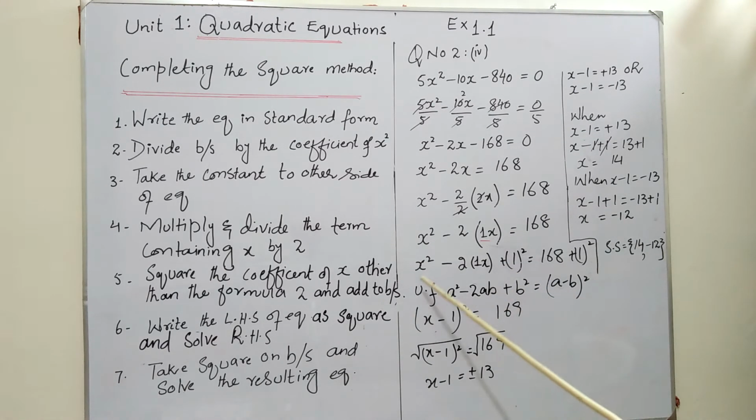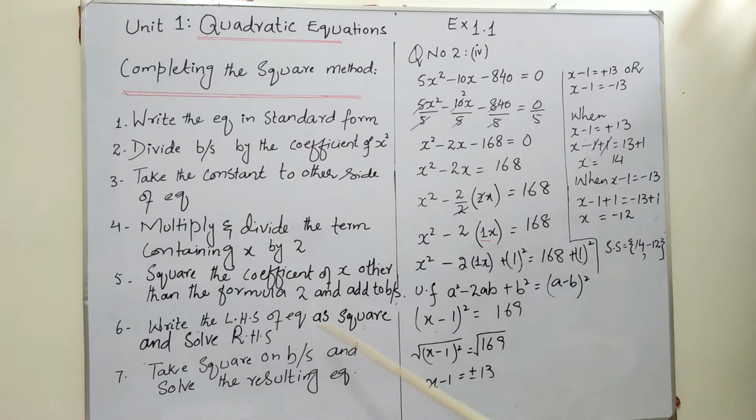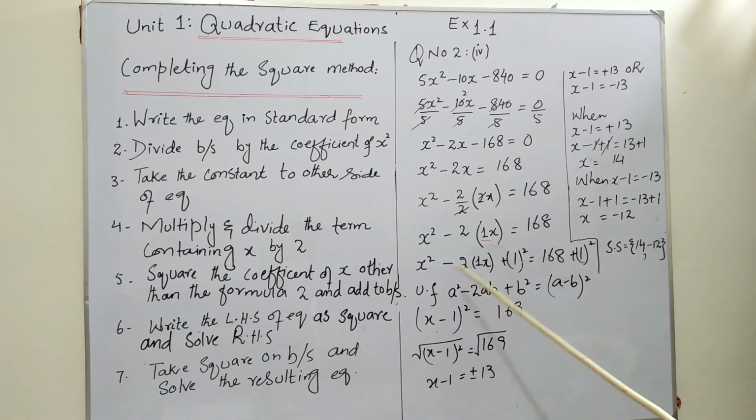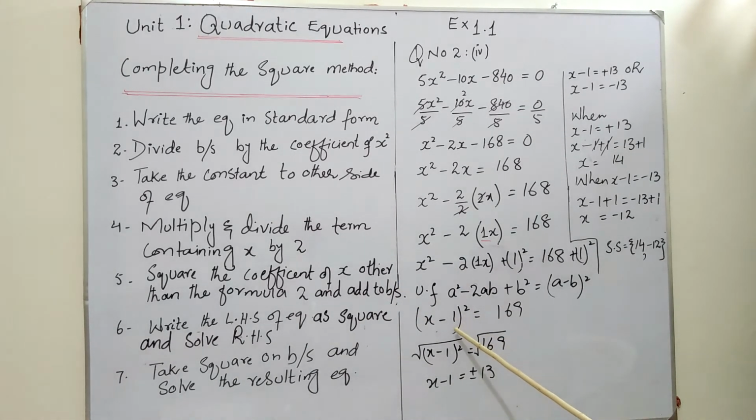Now this term is in the form of a square minus 2ab plus b square. In our case, a is equal to x and b is equal to 1. And it can be written as a minus b whole square. Now we move to the next step, that is, write the left hand side of the equation as a square and solve the right hand side. Now the left hand side of the equation is x minus 1 whole square and the right hand side of the equation becomes 168 plus 1 is equal to 169.